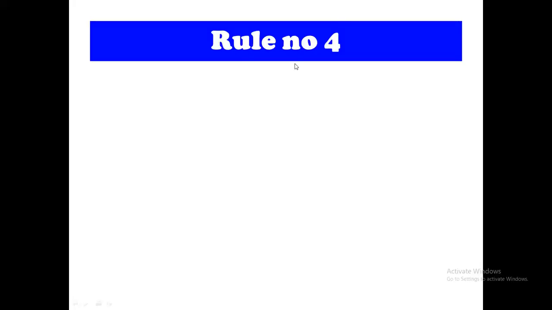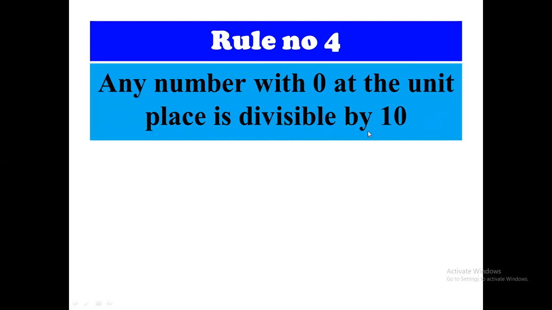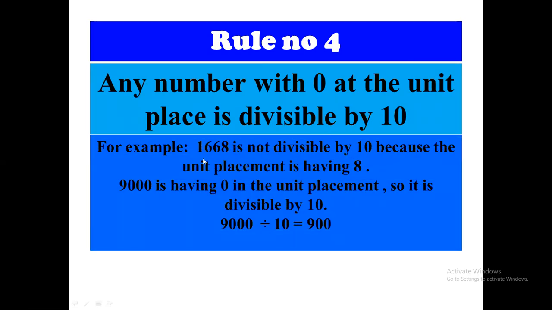Your last rule, rule number 4, is for 10. Any number with 0 at the unit place is divisible by 10. It's very simple. You know the table of 10. Mostly the products in the table of 10 end on 0. So obviously any number with 0 at the unit place is divisible by 10. The example which I have given you was not ending on 0, so it is not divisible by 10. But the example 9,000 is ending on 0. So it is divisible by 10. When we divide 9,000 by 10, we will get the quotient 900.